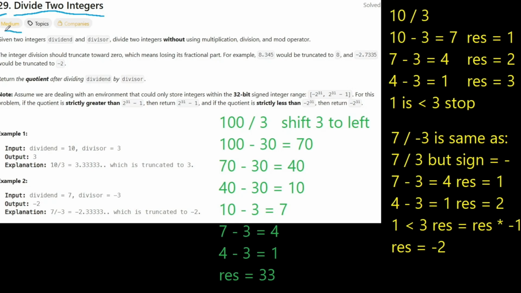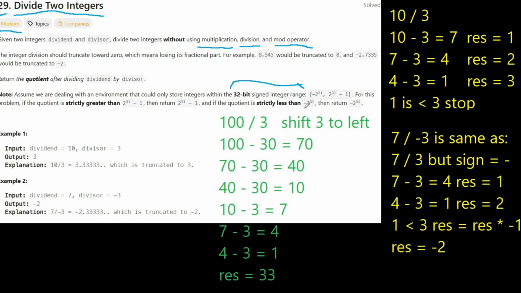It's of medium difficulty, but the catch here is we cannot use multiplication, we cannot use division, and we cannot use mod. So the question is, how will we be able to divide without using these methods? We can solve it. There's also another assumption, which is that the numbers are 32-bit signed integers. So the range will be from minus 2 to the power 31 to positive 2 to the power 31 minus 1.